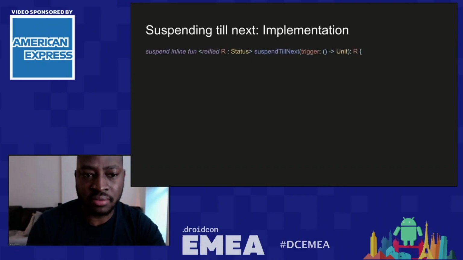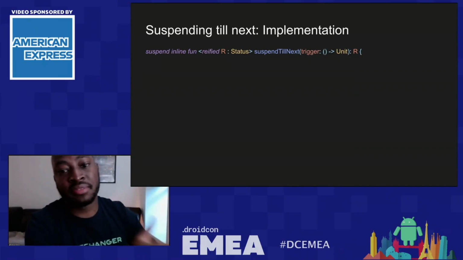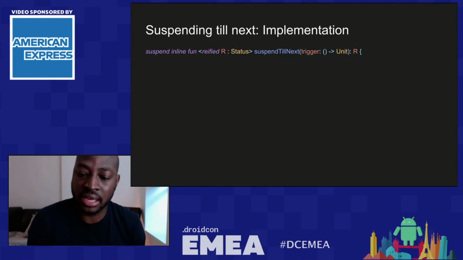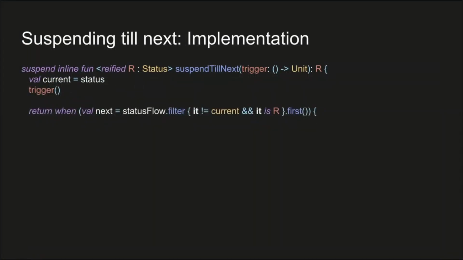So I have this extension inline function, verified R, so the generic type R is known. And then I want to suspend till the next status, but then I have to pass it a trigger that will trigger the next status. And I can skip everything till I get the later status. The important thing is I have my current status, I invoke my trigger, and then when the next status flows, I now notice I am now collecting the flow in the suspend function. I filter it, I say it's not the current one, and I wait for it to be the generic type R I'm interested in, and I get the first thing that is returned from that. And this now becomes a suspending function.